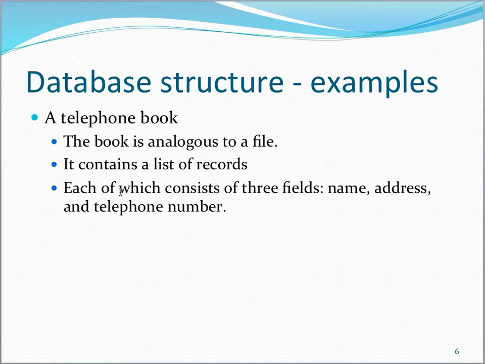What is the record? The record is the complete information with the three fields. And what is the file? The file is the telephone book. So the book is analogous to a file. It contains a list of records, and each record has three fields: in this case, name, address, and telephone number. So that's one way to think about a database: it is an organized collection of items.